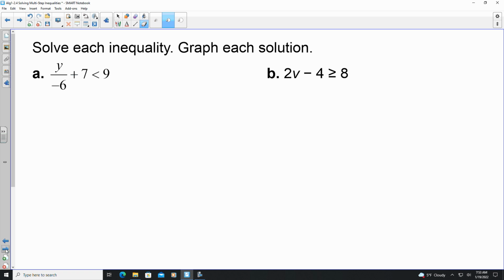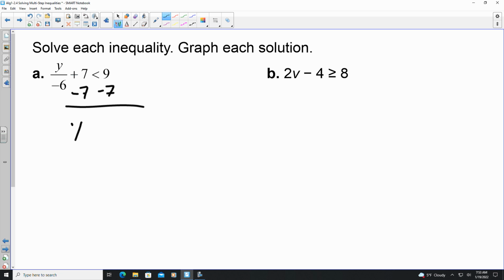So here, for the first example, they want us to solve the inequality and graph it, just like we've been doing for the majority of this chapter. You're going to treat this just like you would if you had y over -6 plus 7 is equal to 9. You'll solve it the exact same way. So you're going to subtract 7 from both sides here, which then cancels out the 7.